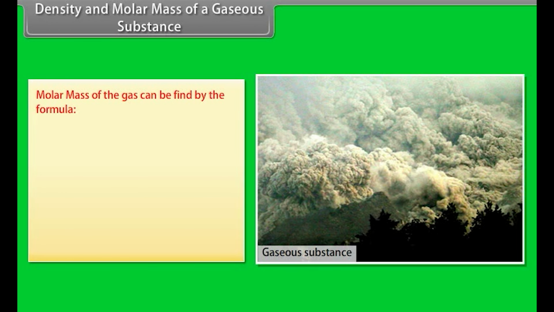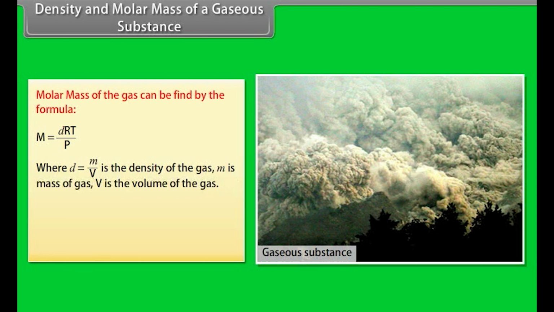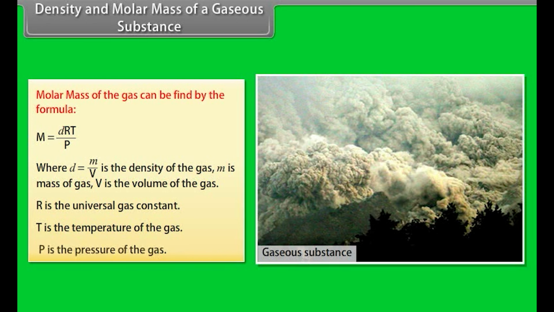Density and molar mass of a gaseous substance. The molar mass of the gas can be found by the formula M = dRT/P, where d = m/V is the density of the gas, m is the mass of the gas, V is the volume of the gas, R is the universal gas constant, T is the temperature of the gas, and P is the pressure of the gas.